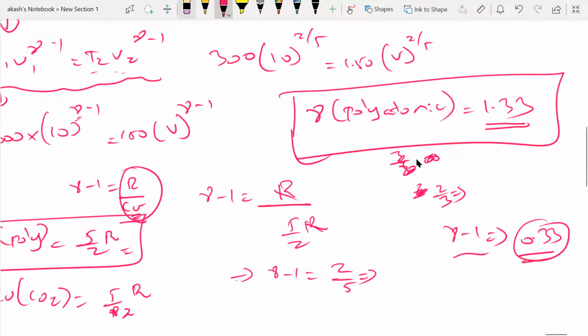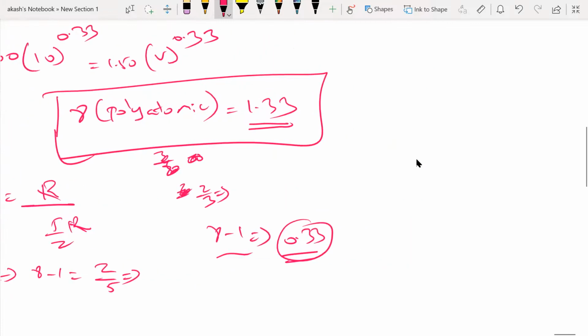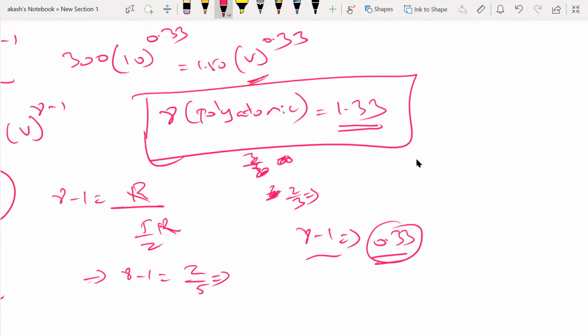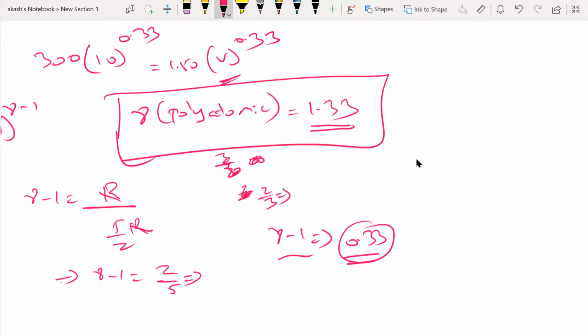So let us substitute it. Gamma minus 1 is 0.33, and this value is also going to be 0.33. Now what we have to find is V. So we can write it as V divided by 10, the whole to the power 0.33. This is not 1.50, this is 150. So 150 will go here, and that will be 300 divided by 150, which is nothing but 2.